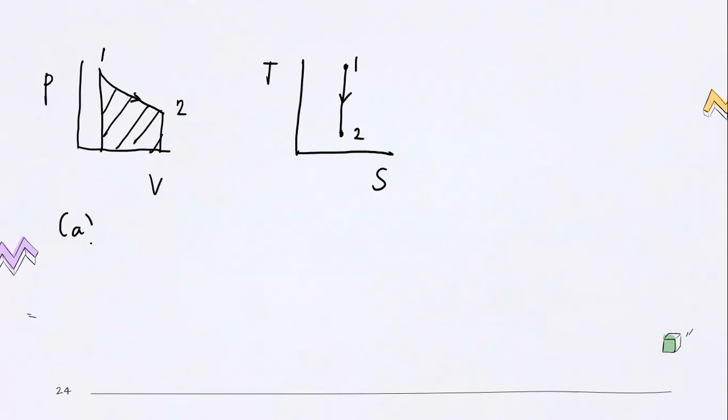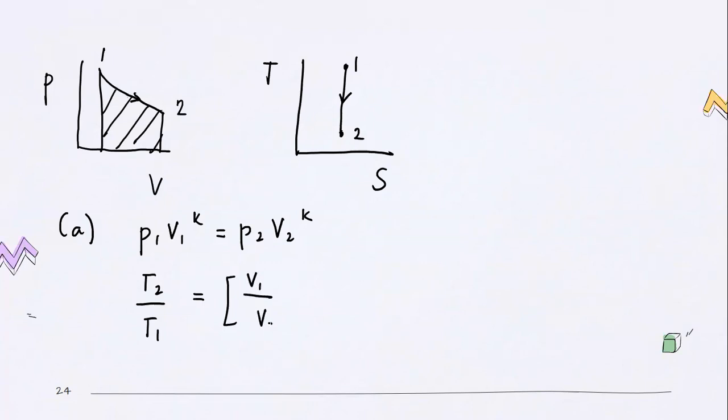Okay. For the formula, relationship among the pressure, volume, and temperature, we have P1 V1 raised to K is equal to P2 V2 raised to K. Another formula, we have T2 over T1 is equal to V1 over V2 raised to K minus 1. Another formula, we have T2 over T1 is equal to P2 over P1 raised to K minus 1 over K.